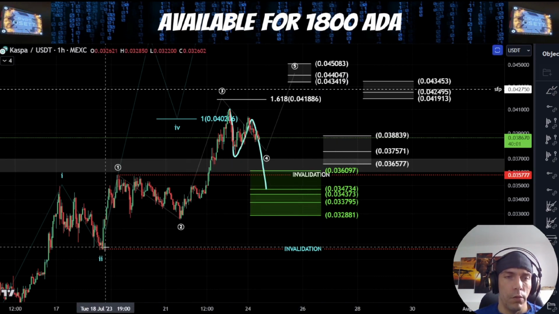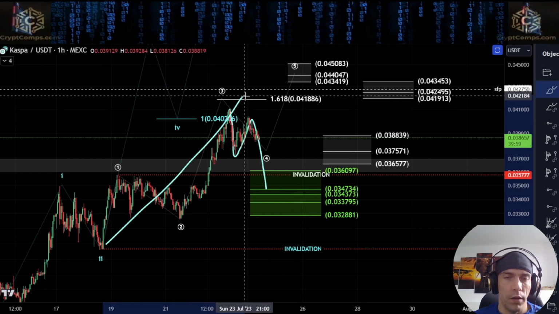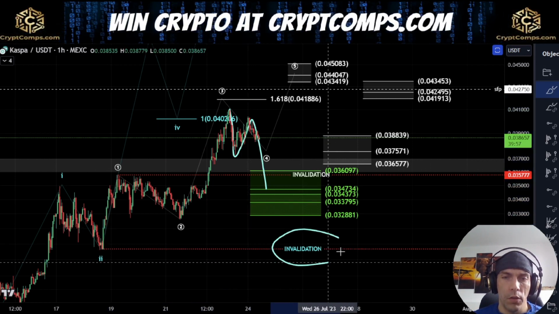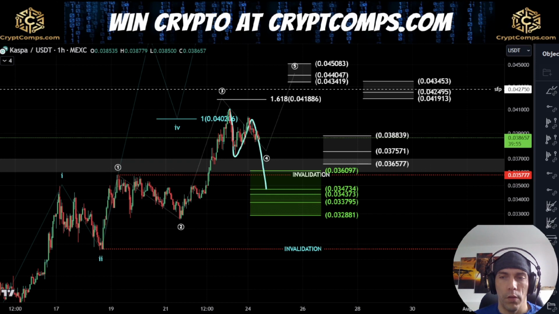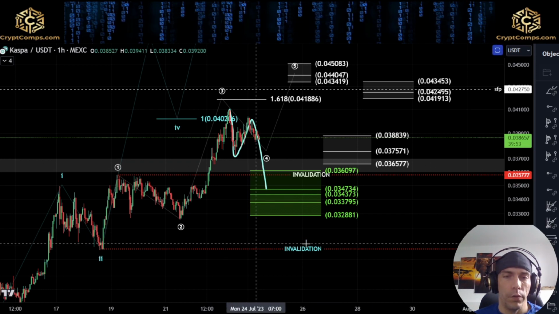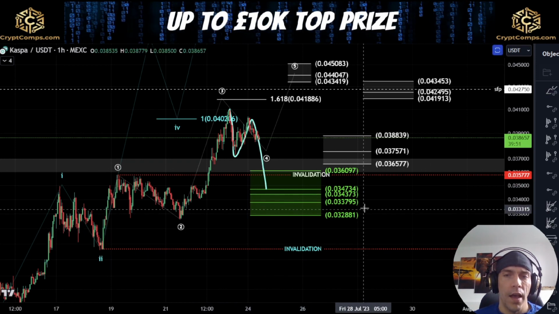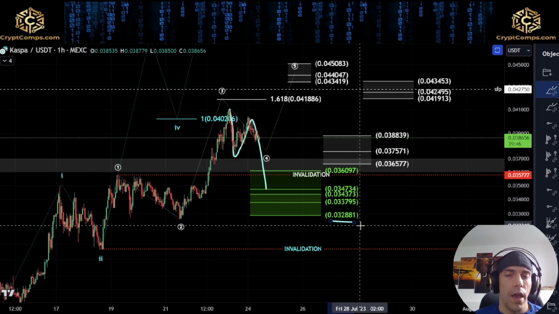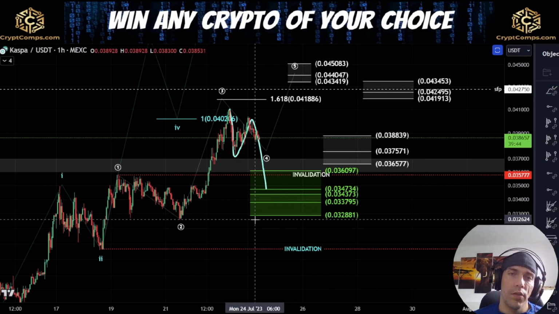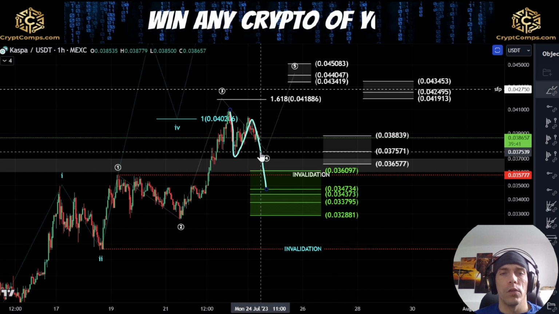Now, invalidation of any more extension to the upside in a 5-wave structure here would come by dropping down below this zone here of this 03065. So as long as we are above this zone and above this 032881 area, we do have potential that we could still see this continue to the upside.